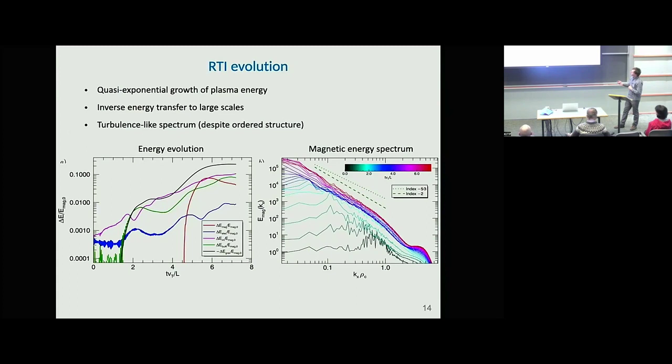Then there's also an inverse transfer of the turbulent energy from the initial small instability scale up to larger scales, and you eventually get something which looks like a turbulent power law, despite the fact that this is all organized at that large scale plume. So this looks very much like turbulence in this sense.